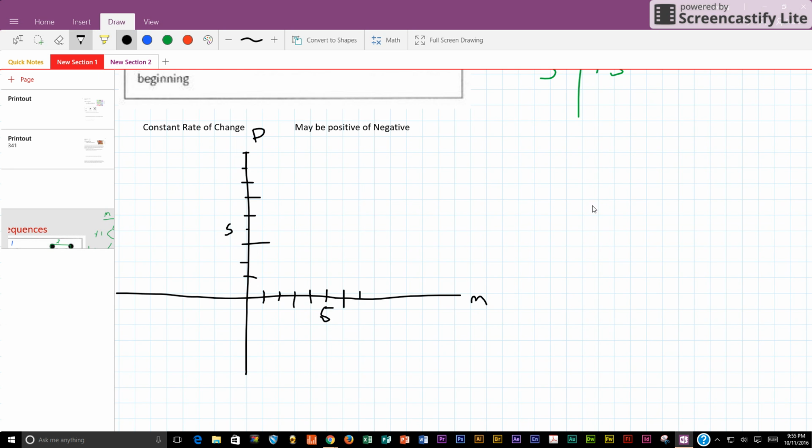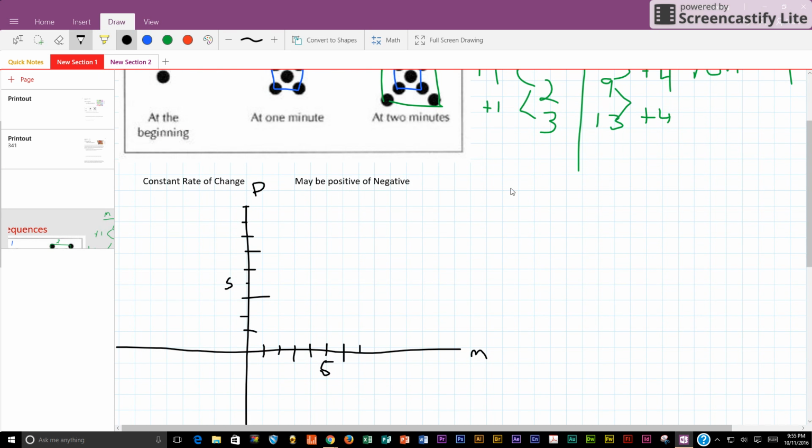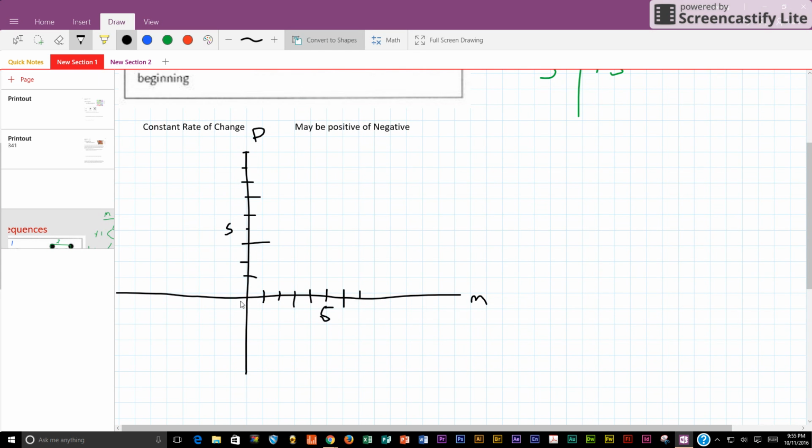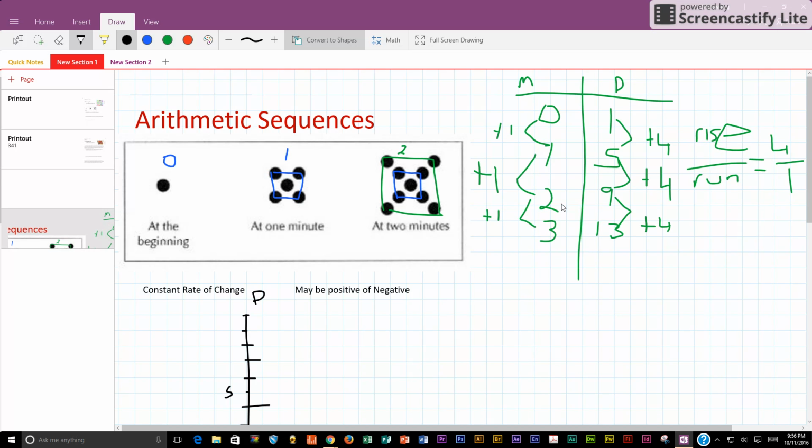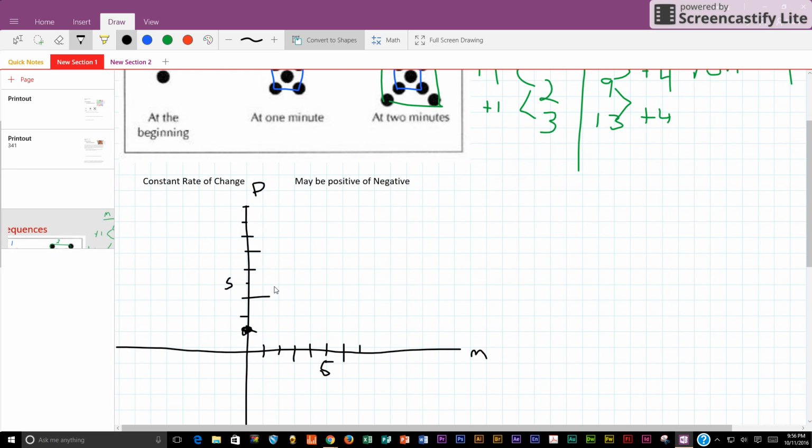So we want to graph this, so let's look up at our chart. The first one is 0, 1. So at 0, 1, the minutes is 0. I start here, and I have to go up to 1 dot. And there's my dot. At 1 minute, I'm at 5. So at 1 minute, I go up to 5. And at 2 minutes, I go up to 9.